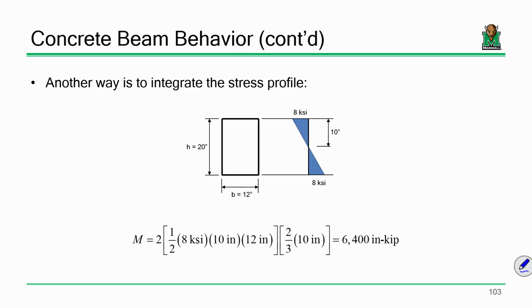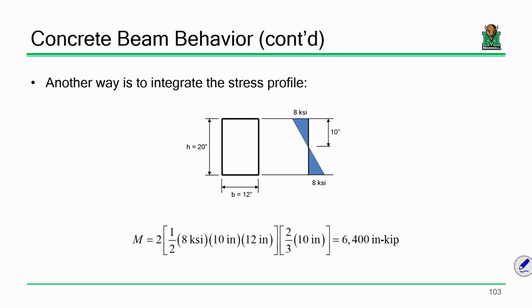Okay. Let's look at this upper triangle. What's the area of this triangle? It's 1/2 times 10 inches times 8 KSI. Everybody see it? 1/2 times 8 KSI times 10 inches. See that right here? Now, I'm multiplying it by 12. Why am I multiplying it by 12? Because that's across the entire beam width. Everybody okay with that? So, is everybody okay with what's going on inside these brackets?